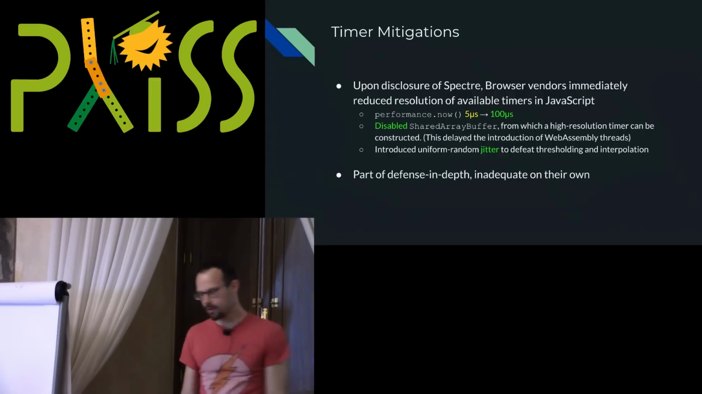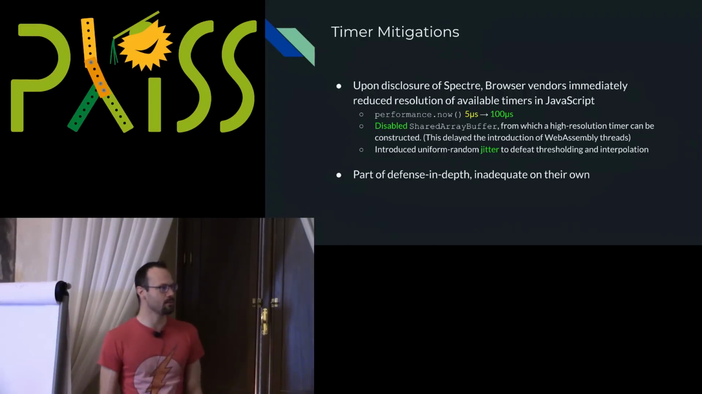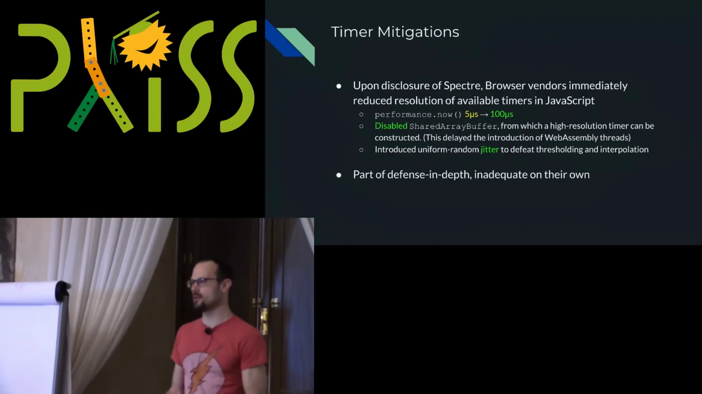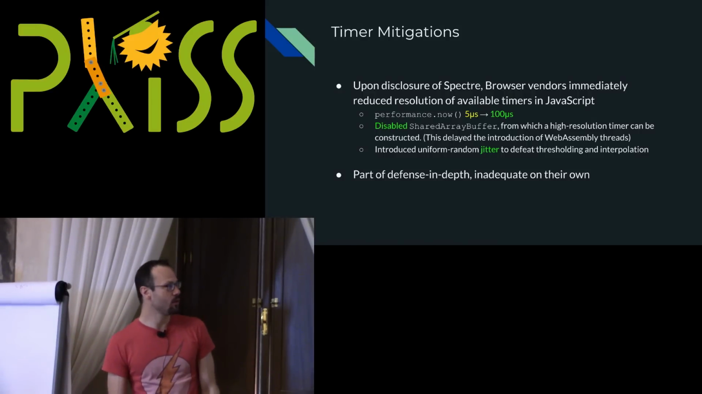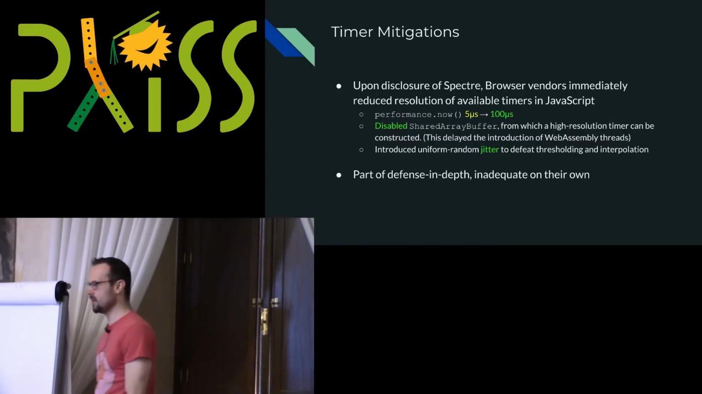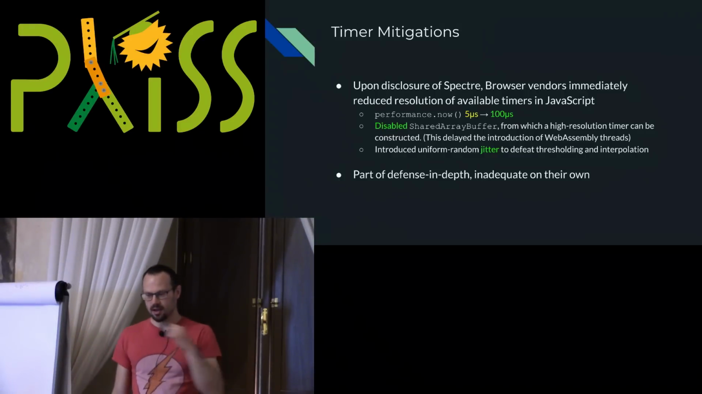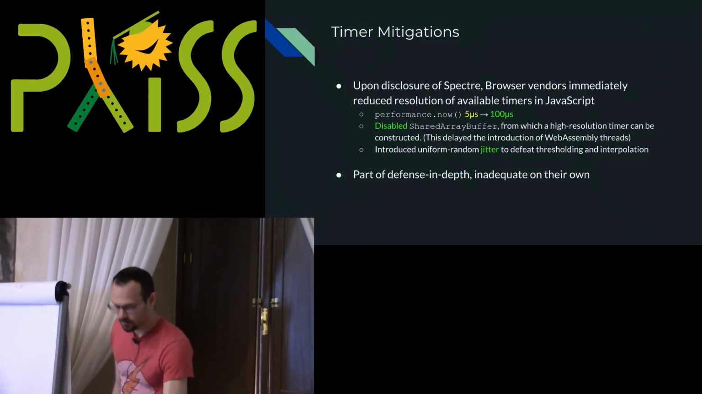And the technique that we used to reduce the resolution was using uniform random jitter, as I mentioned, essentially randomizing the low order bits of the clock that you get back. So this is part of defense in depth. It's not a complete mitigation, because, as you'll see in the next coming slides, just timer mitigations alone are not adequate. Any questions about that?